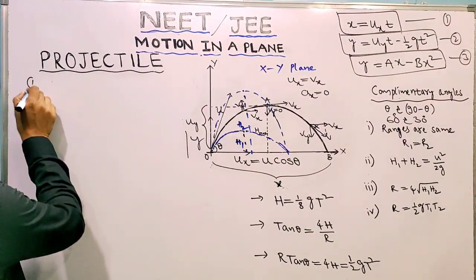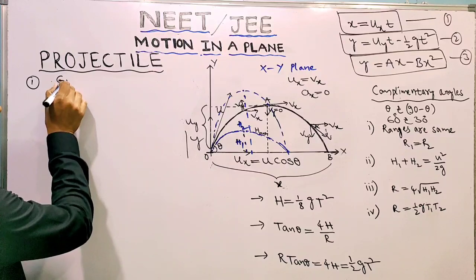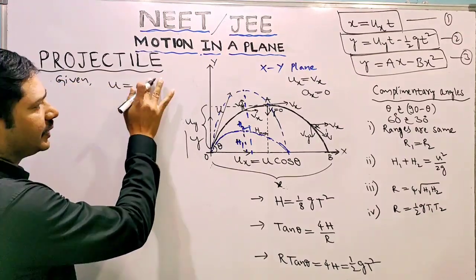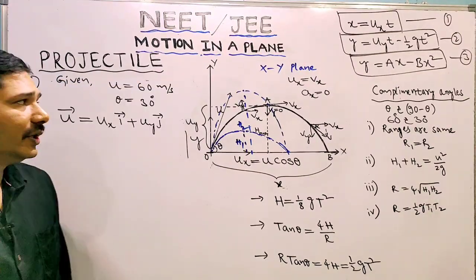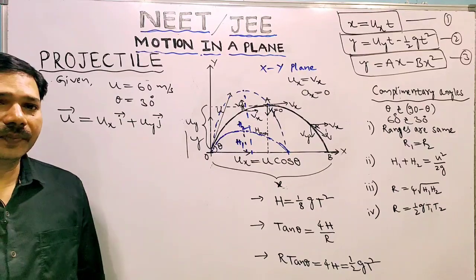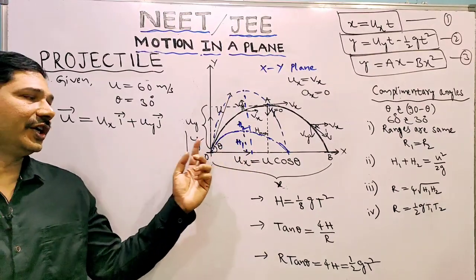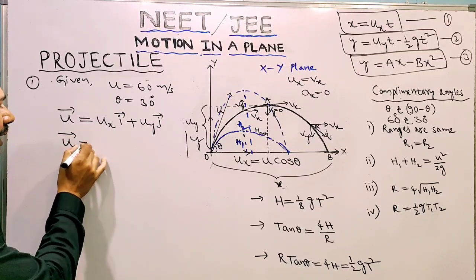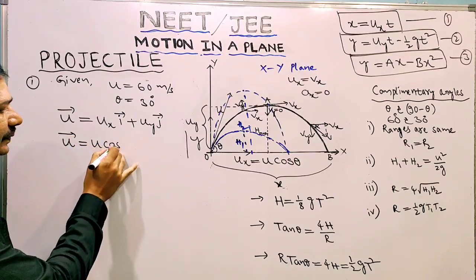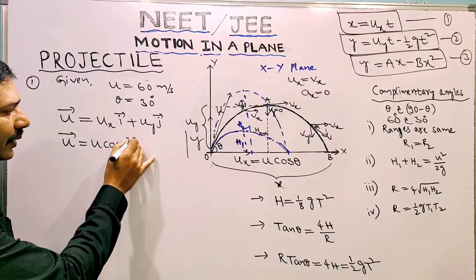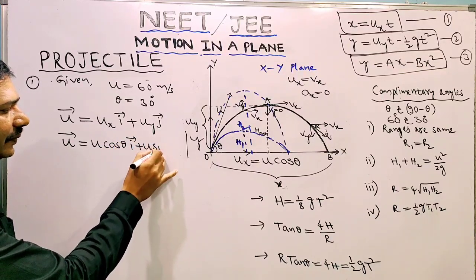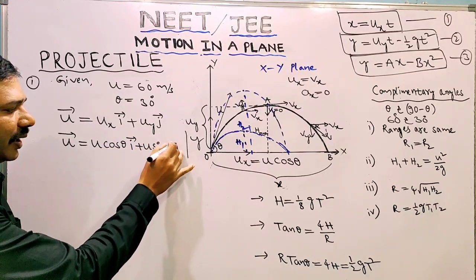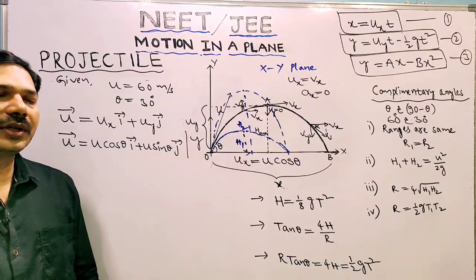So what they given, u equal to 60 meter per second j bar. Here ux, uy we don't know, but formulas we know: u cos theta, and uy is what, u sin theta. So substitute u bar equal to u cos theta I bar plus u sin theta j bar. Okay, substitute the values.